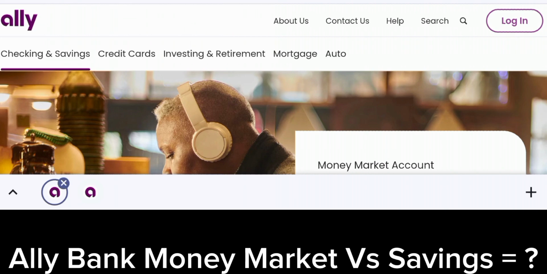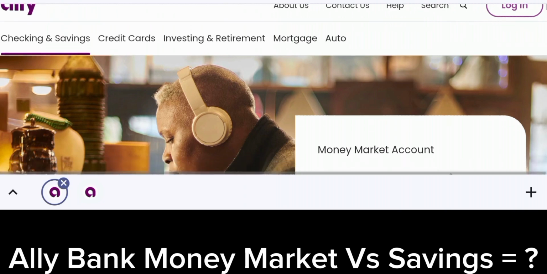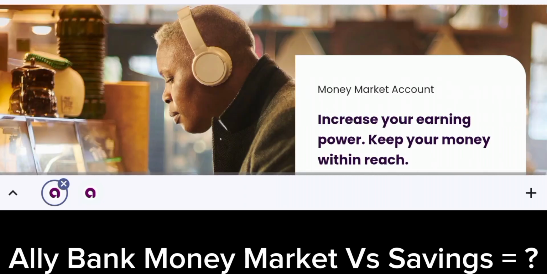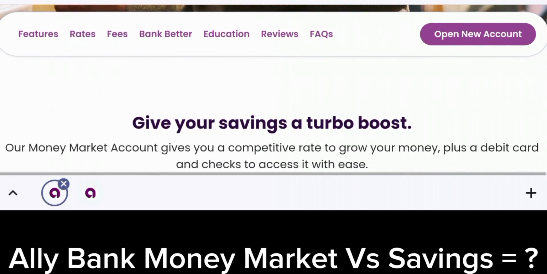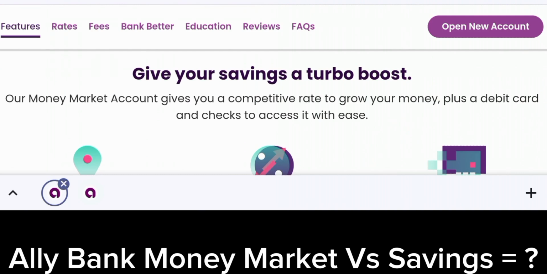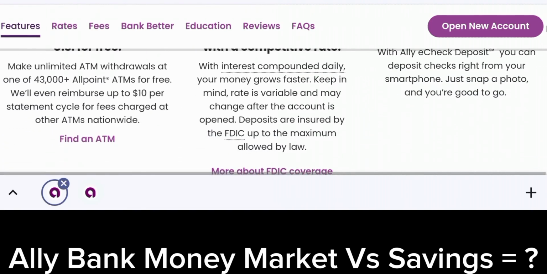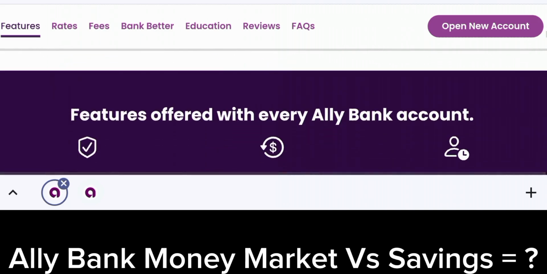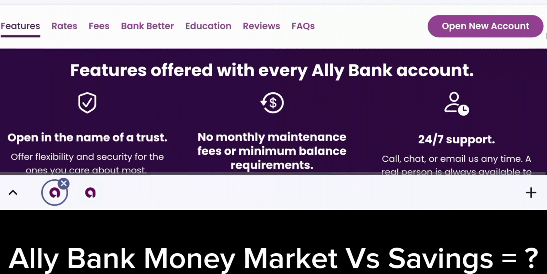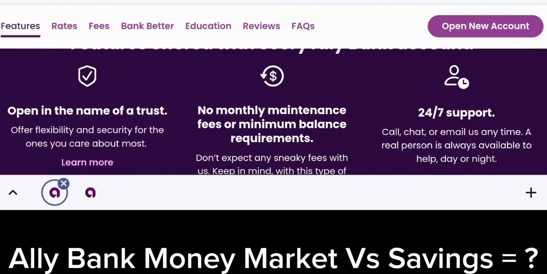Firstly, you need to know that the Ali Bank money market account, which is also known as the Ali Bank MMA, is a program by Ali Bank which offers a combination of features from both savings and checking accounts, and it typically provides higher interest rates compared to regular savings accounts. It also comes with the flexibility of check writing and a debit card. These features make it more accessible for transactions while still earning interest. However, the trade-off includes the lack of specialized saving tools like buckets. That is the only drawback.